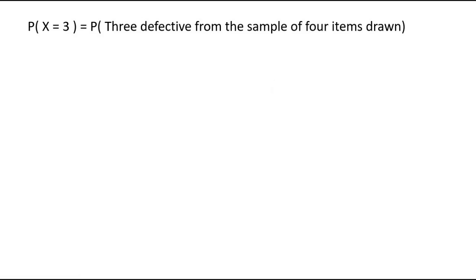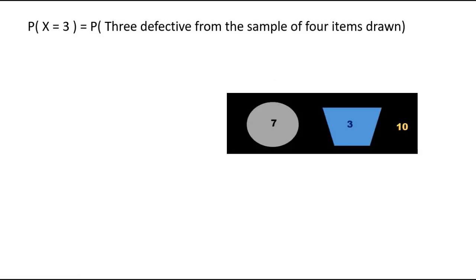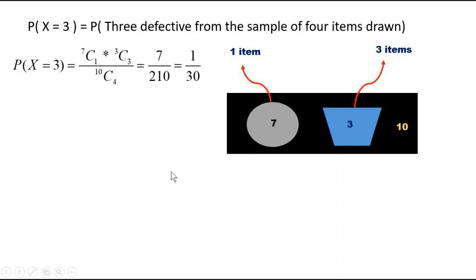Probability of X equal to 3. 3 defectives from a sample of 4 items. That means all the 3 we are selecting from this blue colored region, which is the defective region, and 1 item from the non-defective region, which is the grey colored region. So 1 item plus 3 items will be 4 items. The probability will be 7C1 into 3C3 divided by the total number of ways, which is 1 by 30.